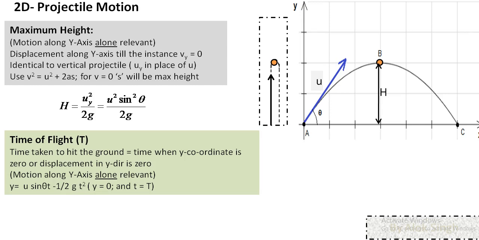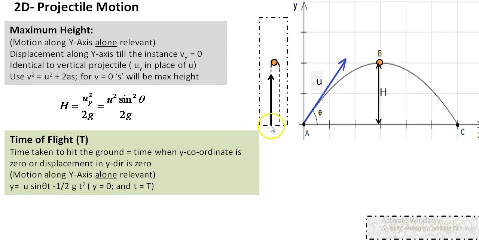In mathematical terms, when it hits the ground, the y coordinate will be equal to 0. That's a condition. What is time of flight? Time of flight is time when y coordinate is 0, or displacement in y direction is equal to 0. So again to repeat, time taken for displacement in y direction to become 0 is my time of flight. In this case, which direction is relevant? Only the motion along y-axis is relevant.